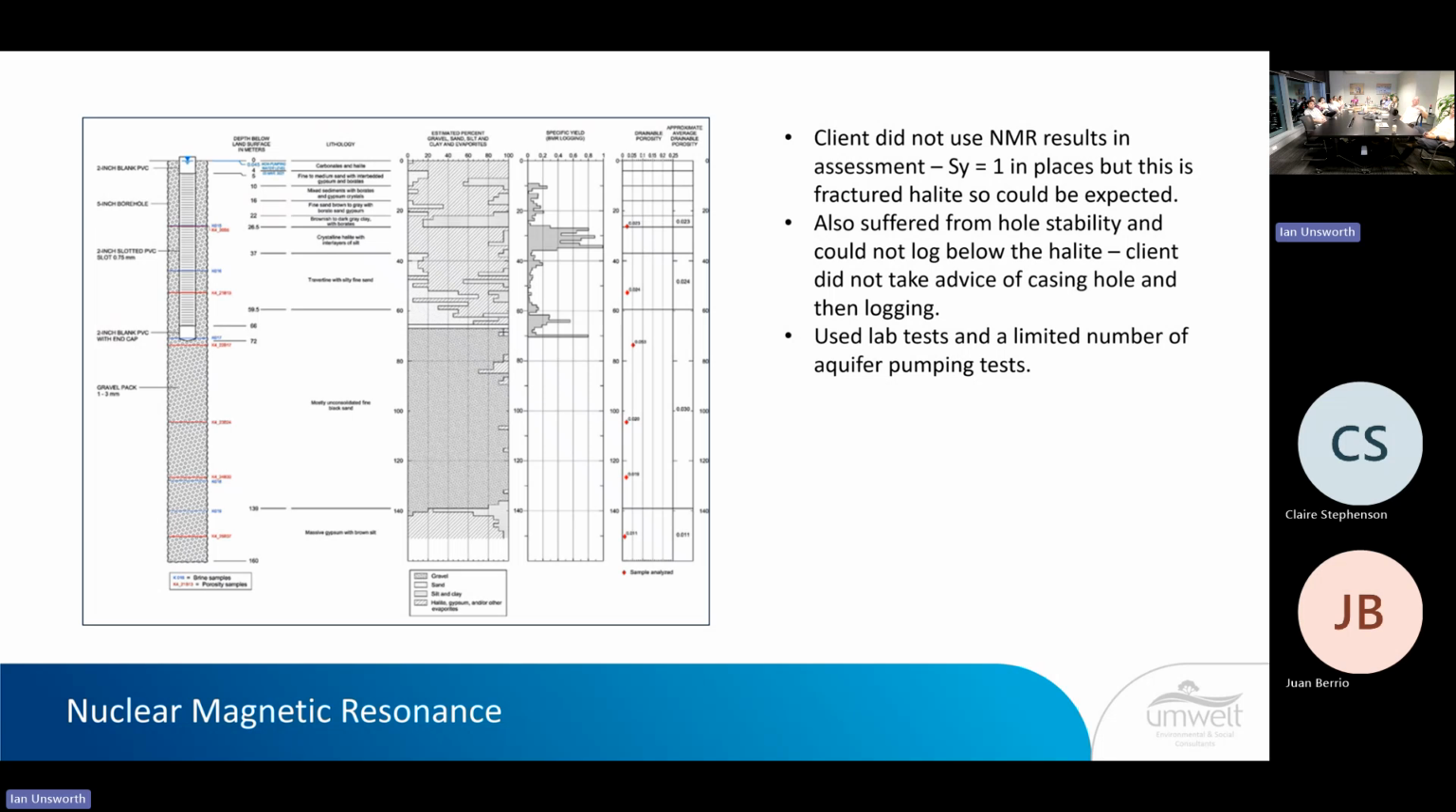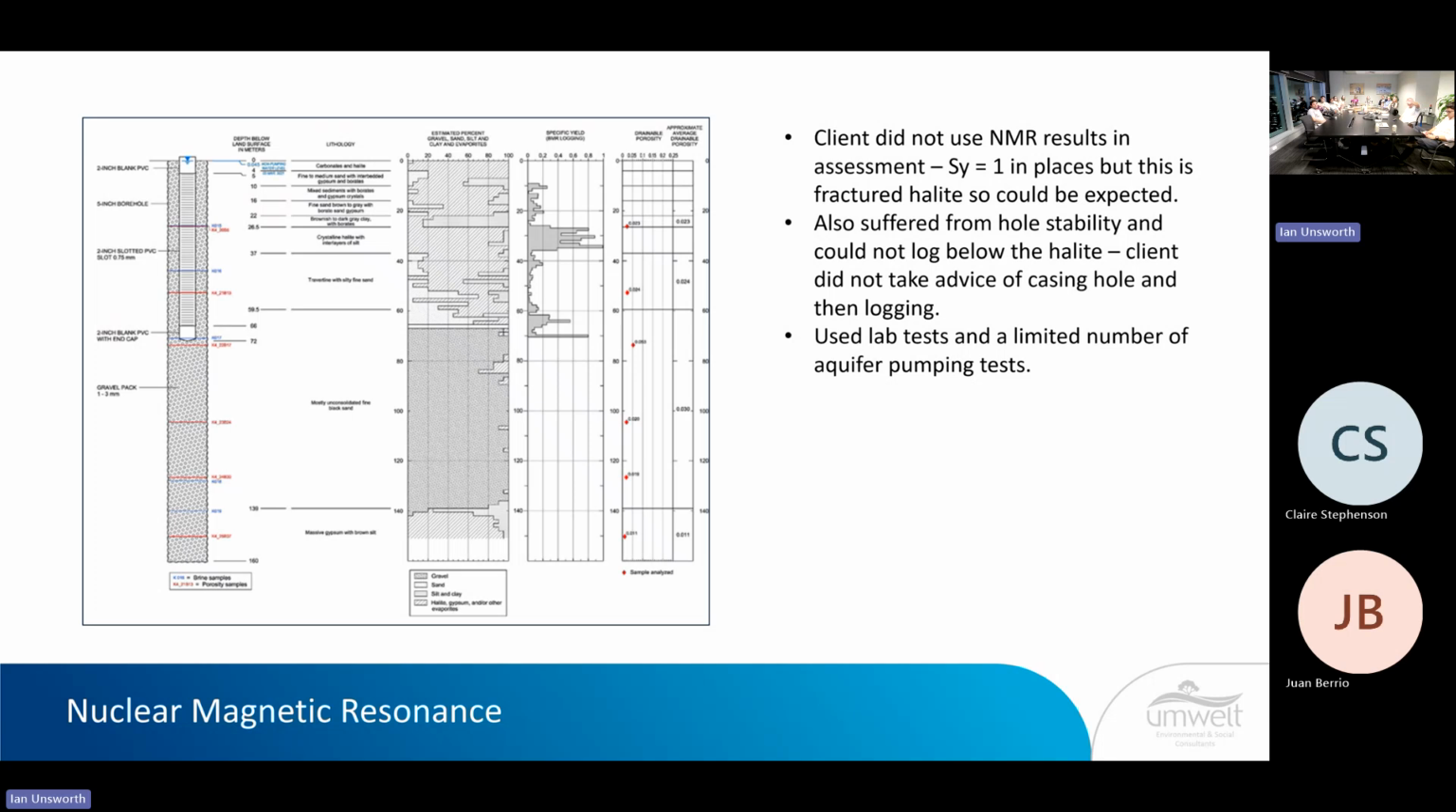So on this, this is 150 meters deep. It's maybe not that easy. Do I have a pointer? So the second from the right is the specific yield from borehole magnetic resonance, which goes as far as 1. But that's a fractured halite, so I don't think 1 is entirely unbelievable.